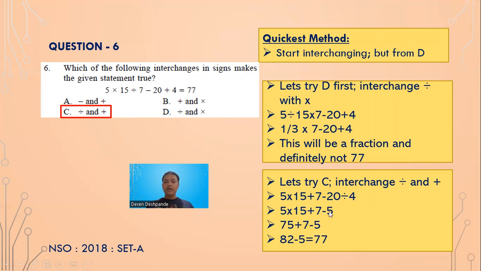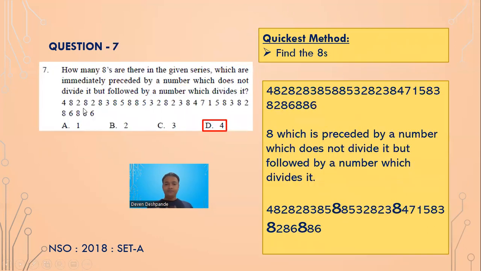Then in BODMAS, it will be multiplication. 5 15s are 75, plus 7 minus 5. Then addition: 75 plus 7 is 82. 82 minus 5 is 77, which is the correct answer. So option C is the correct option.